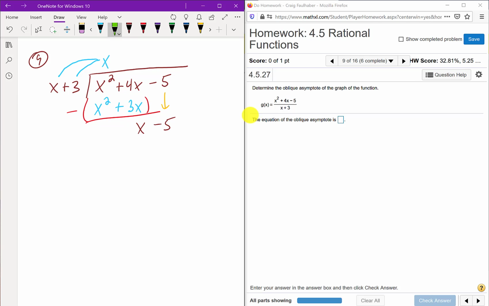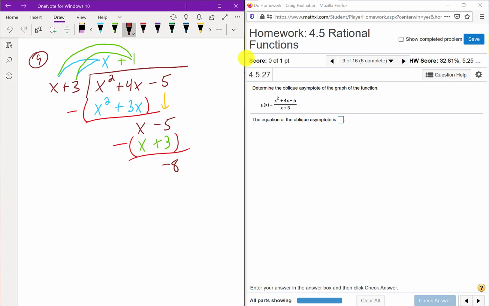Now, one more time, we're going to ask the question, what would we multiply this x by to get this x right here? Well, the answer to that question is 1. So we're going to put a plus 1 up here, and we're going to distribute that 1 through the divisor. 1 times x is x, and 1 times 3 is 3. We put that down here, we subtract, and notice what we get. We get negative 5 minus 3. That's a negative 8 as our remainder.